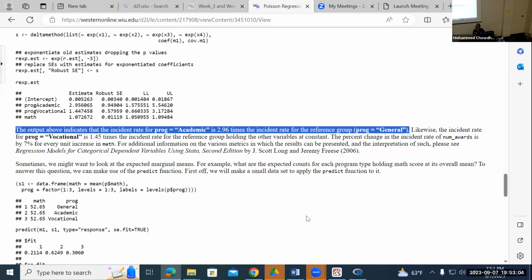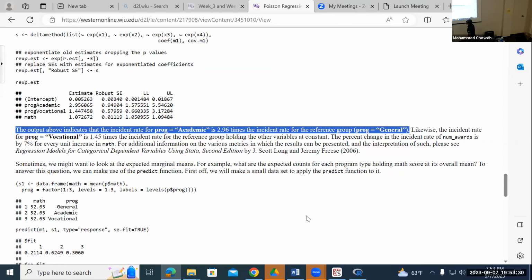Now you can say one is higher than the other. Previously, you cannot say that. Now you can say this. Likewise, the incidence rate for the program vocational is 1.45 times the incidence rate for the reference group, holding the other variables constant. The percent change in incidence rate of number of awards is 7%.